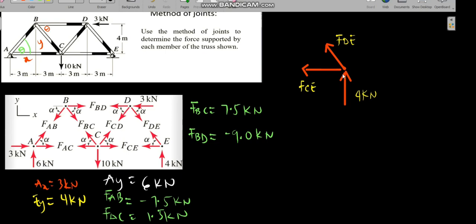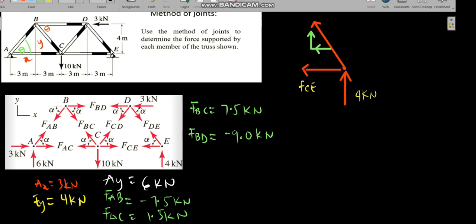By looking at this, you see that FDE has both X and Y components. So we have to solve for the X and the Y component. I want to extend FDE so that it will be easy for me. I'm going to make it a little bit longer, something like this. Now let me indicate the X and the Y component.